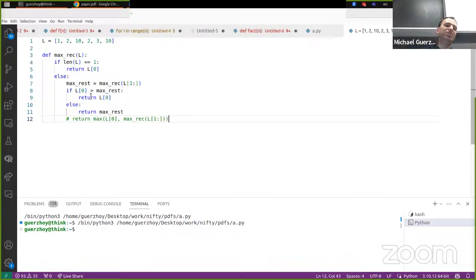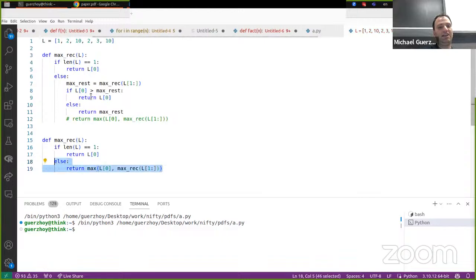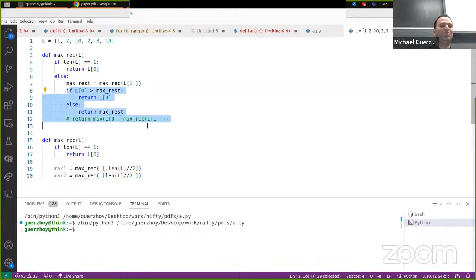Another thing you could do is say, well, what's the max of a list? It's the max of the first half, or it's the max of the second half. So that's kind of like the merge sort thing, right? So you could say, again, max 1 is the max of the first half, and max 2 is the max of the second half. I'm not going to write it this way because it's ugly, so I'm just going to return the max.